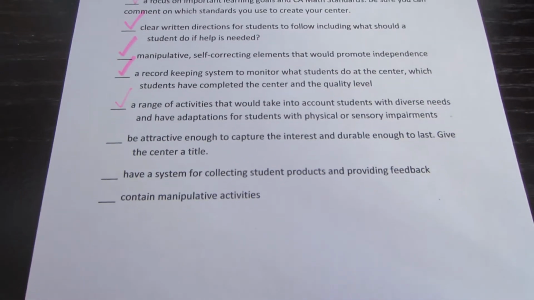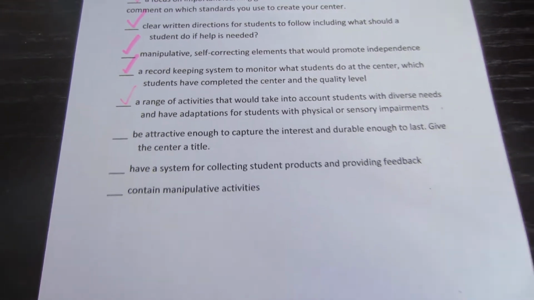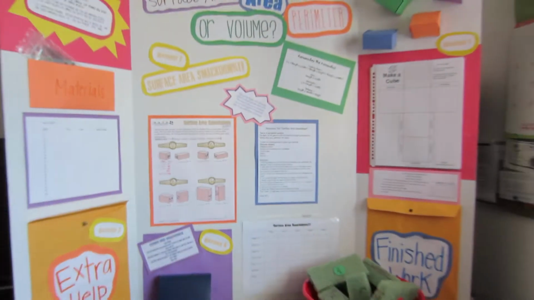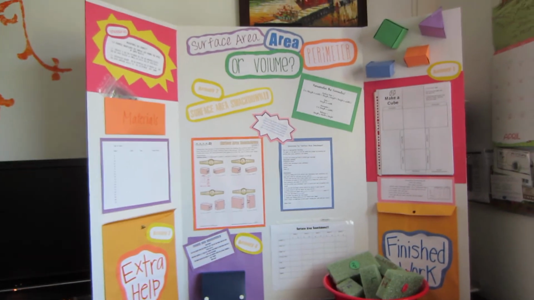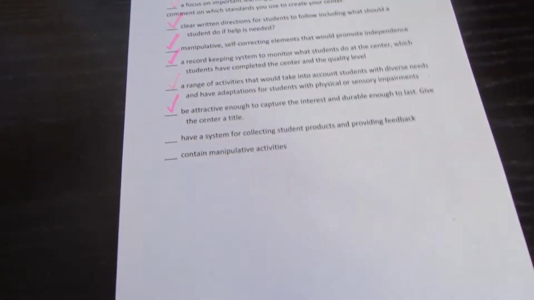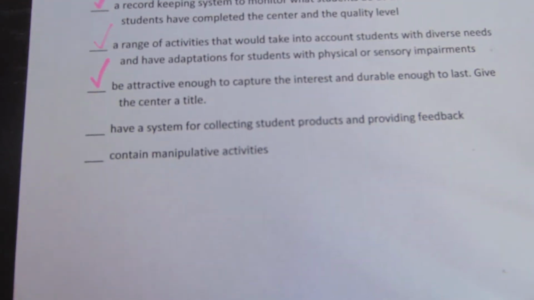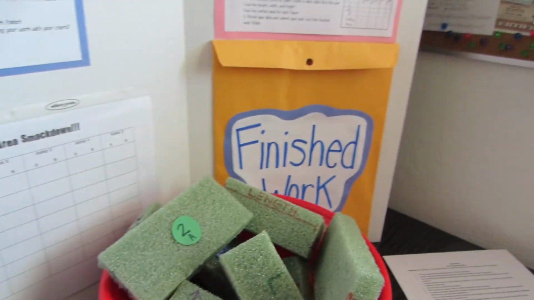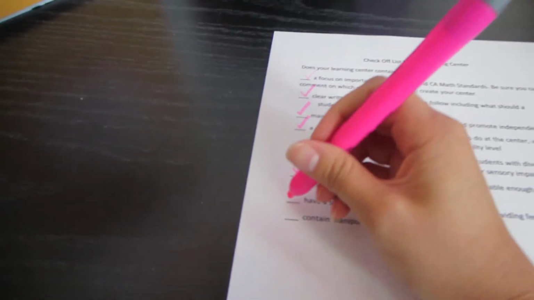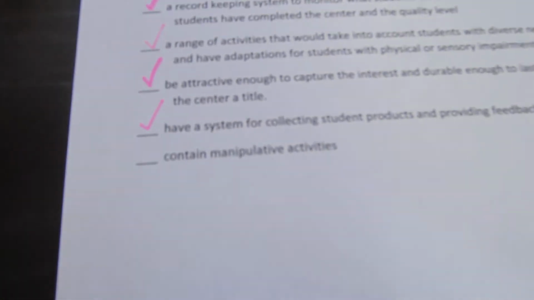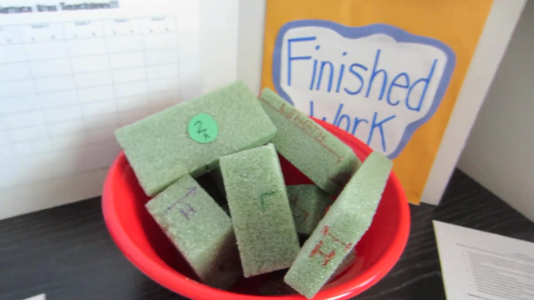So I think I made it attractive enough to capture the interest, and it's durable and long enough to last. It looks pretty attractive with a lot of colors. Also a system for collecting student products and providing feedback. That is my finished work folder. And it should contain manipulative activities. I have the manipulative blocks and the various games.